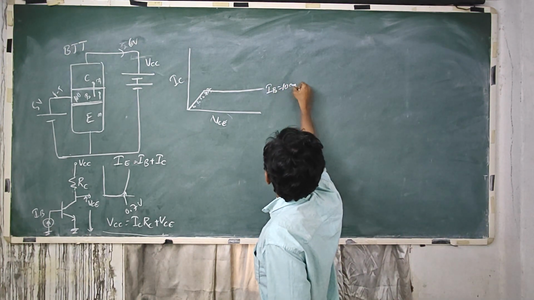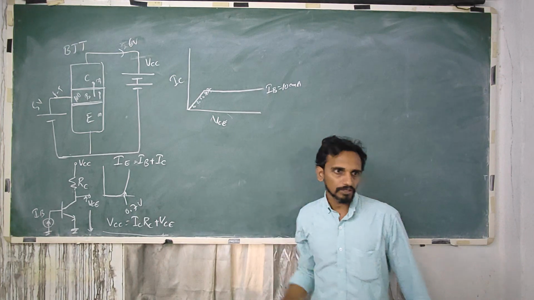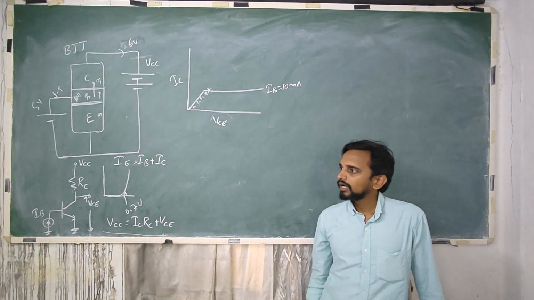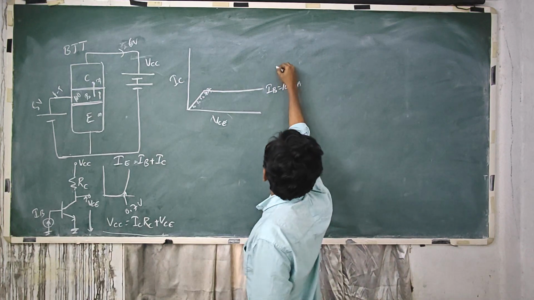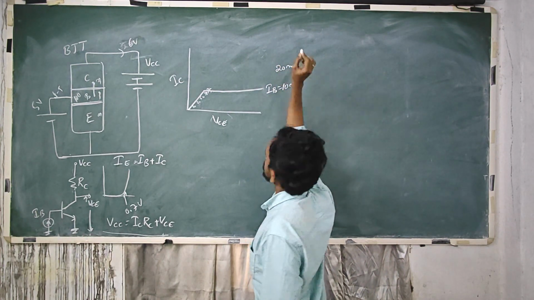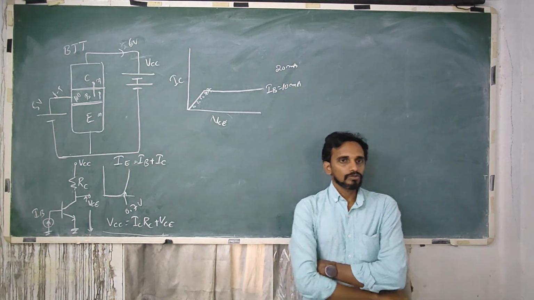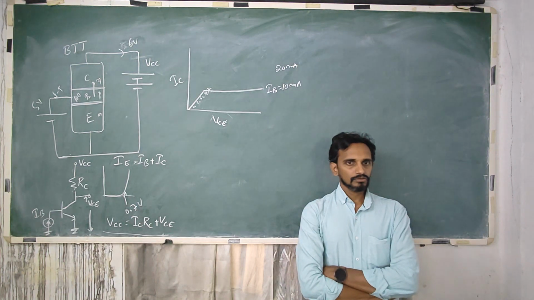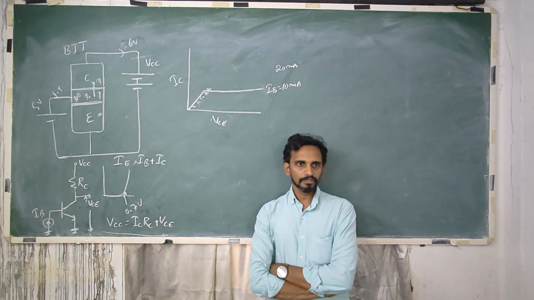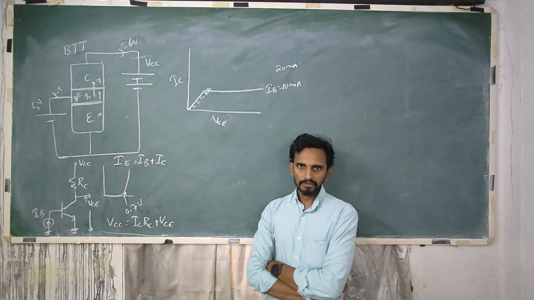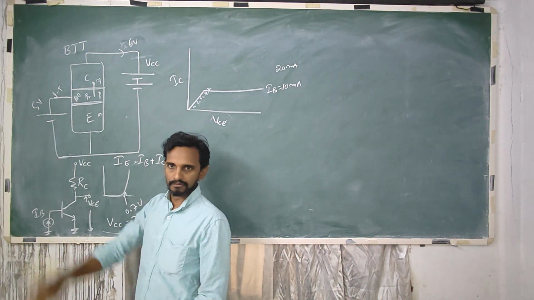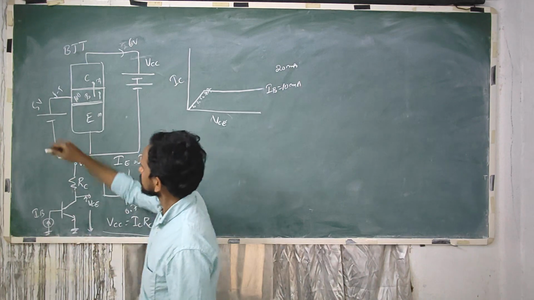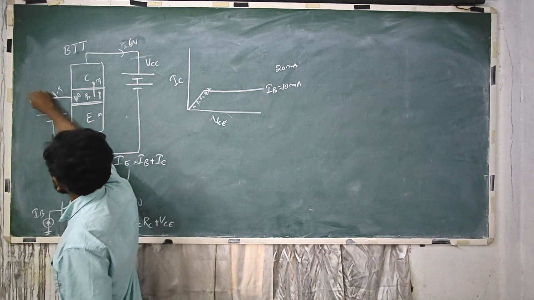Let's say some value. Now I am raising the value of IB. I am going to 20 milliamperes. So what shall I do? What should I do to raise the value of IB? I have to increase this value, right? I have to keep it at, let's say, I make it 10 volts.